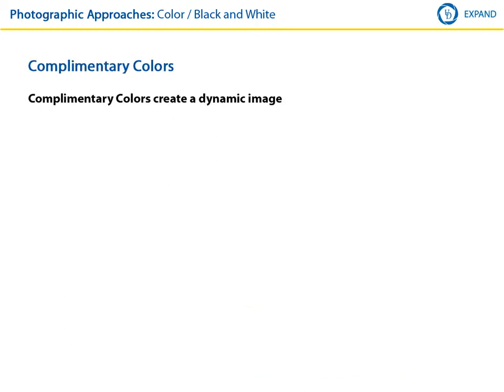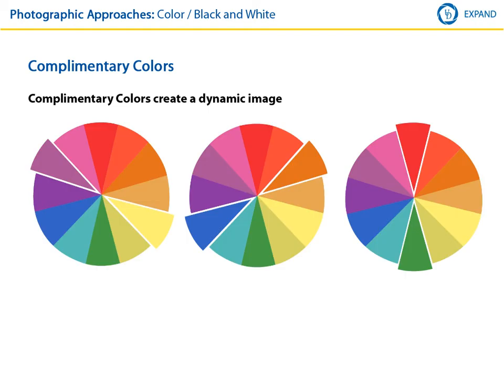One way to create a dynamic image is to use a complementary color combination. Complementary colors are located opposite each other on the color wheel, like red and green, or blue and orange. Complementary colors are best known for creating high contrast in a photograph and are especially good to use in small doses to make the subject stand out.